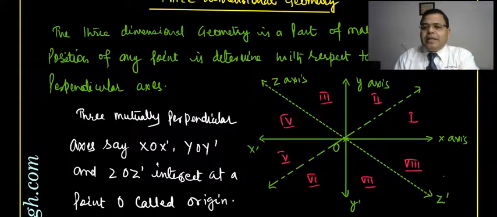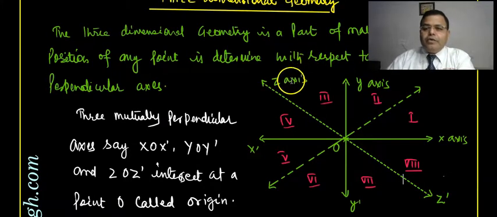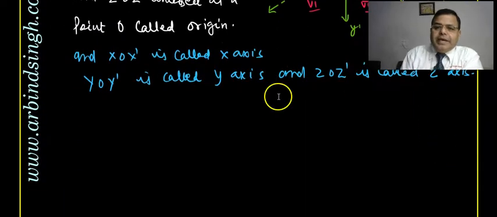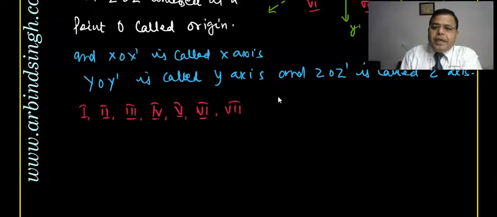So these are eight quadrants, octants. These are called octants because four quadrants divide into eight parts, and therefore they are called octants. So 1, 2, 3, 4, 5, 6, 7, 8 are called octants.